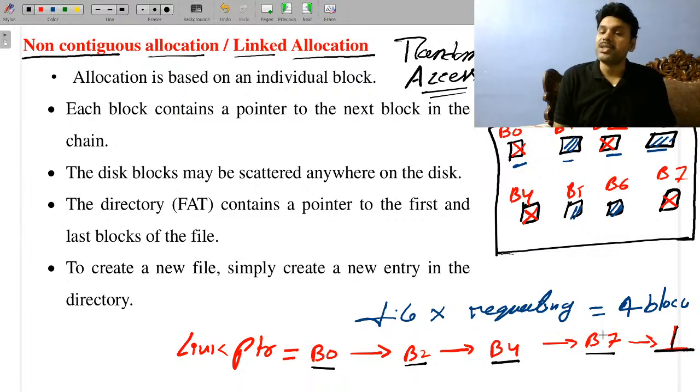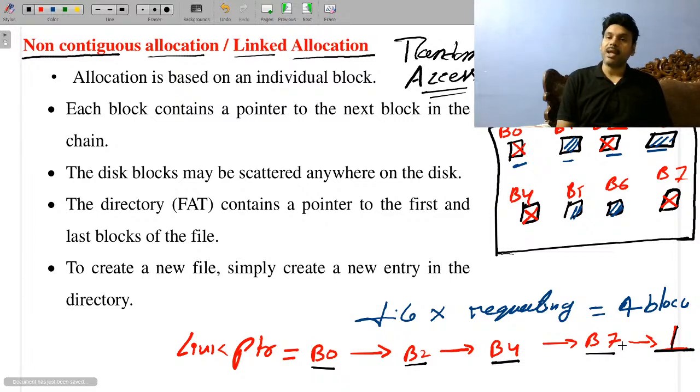When the scanning reaches null, it sees that the file is completely scanned. The advantage is that fragmentation is completely eliminated. We need not bother; if space is available, we can store it. It can be non-contiguous or in random order. But what is the disadvantage? Slow access. Why slow access?